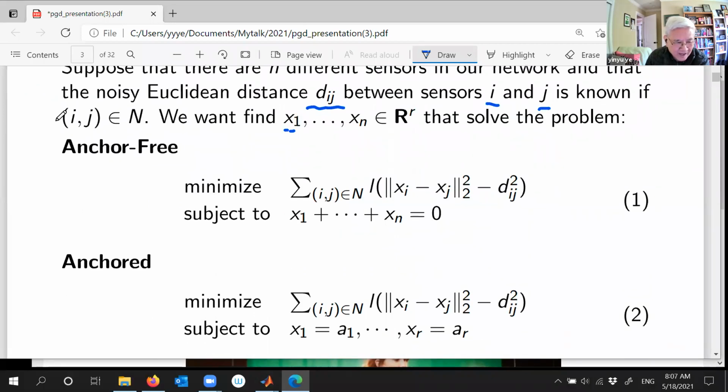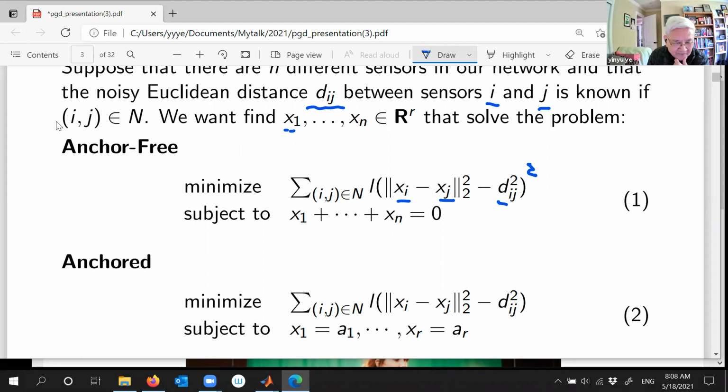The first one we call anchor-free. We are basically finding the coordinates xi, which are our decision variables. When we take xi minus xj, the Euclidean distance, we can only measure the square, we don't know the sign, minus Dij, which is what we measured. We can use any loss function. The simplest one just takes another square, or it could be other loss functions, which I'm going to introduce.